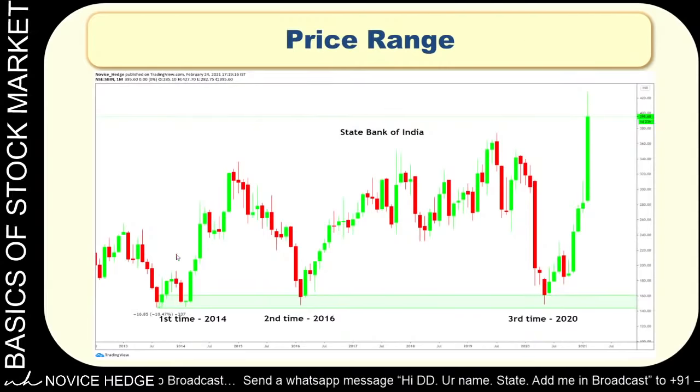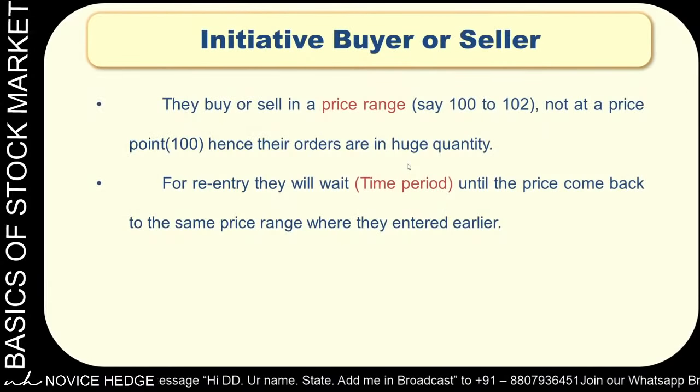Now I think it gives you a better understanding. The first point: they buy or sell in a price range. They do both cases, right? And the second thing is, they make the re-entry only when it comes back to the same level. They just buy once again whenever it comes back to the same level. So this is what you need to understand about the initiative buyers and sellers criteria. These are the two criteria they follow.